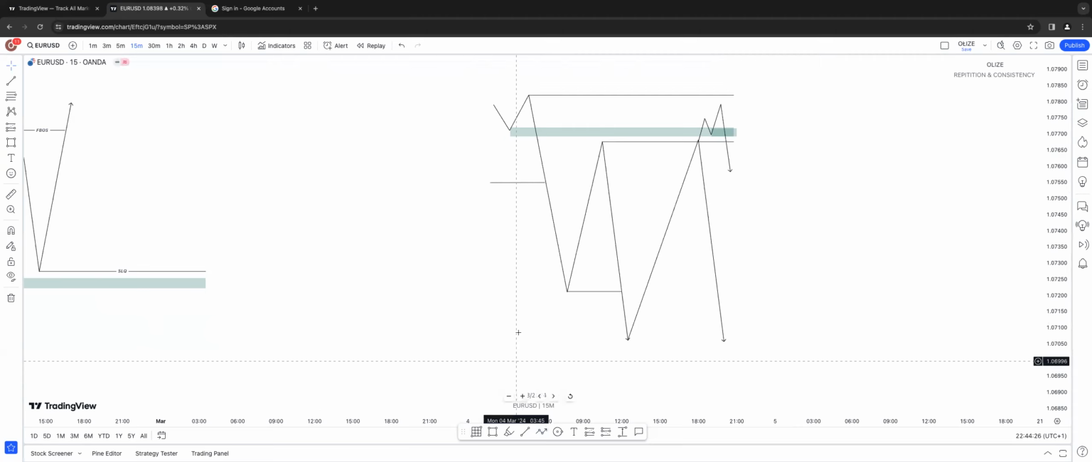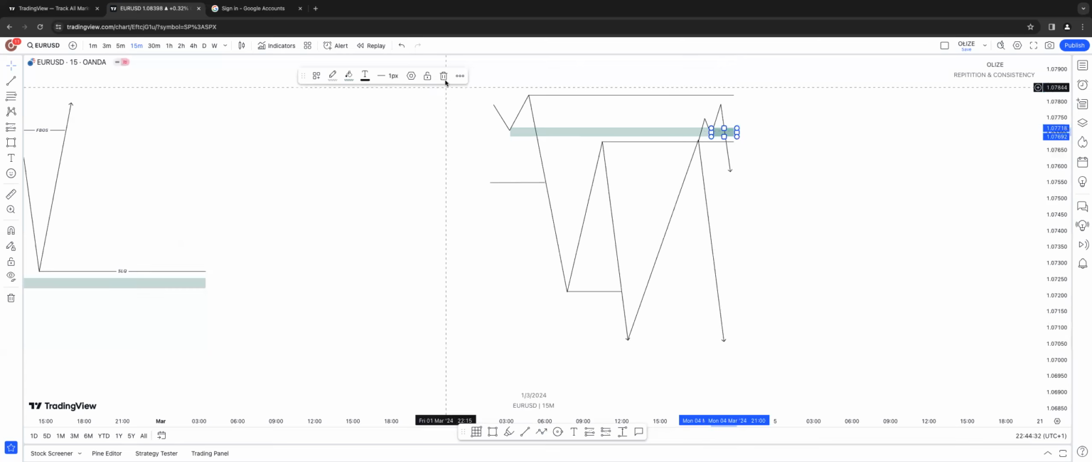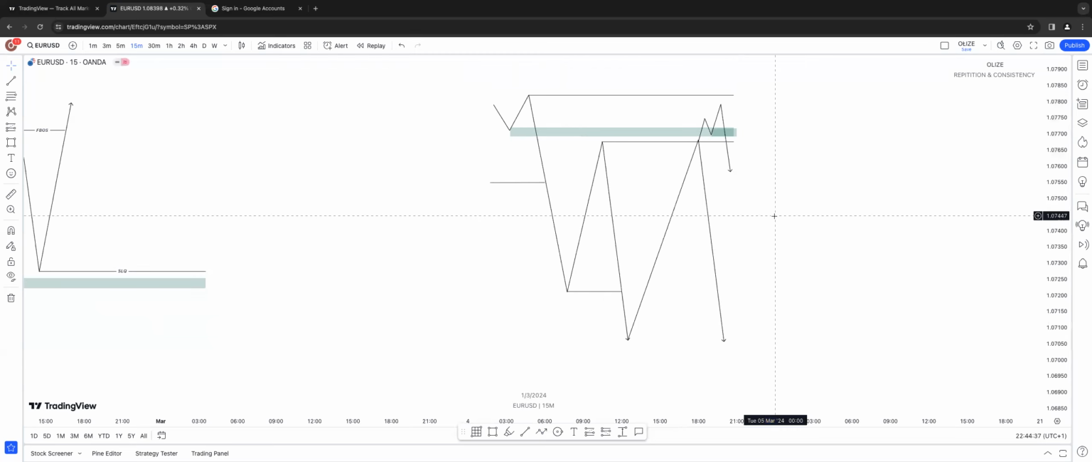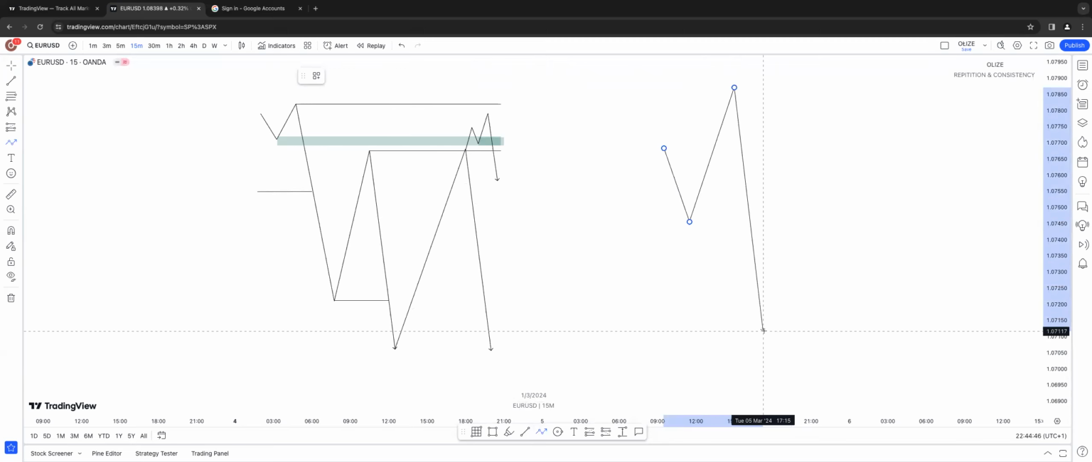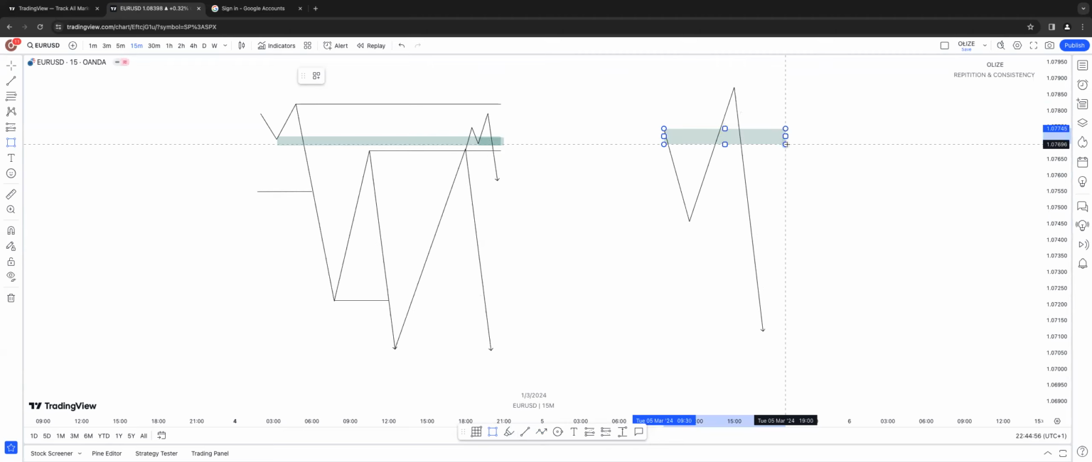Okay. Boss, please, one more question. What's the difference between QMR and QM? Okay, so QM is the Quasimodo itself. That's just the sweep and break. This is a Quasimodo. Your Quasimodo reversal is this block here, the previous high before the sweep and break.